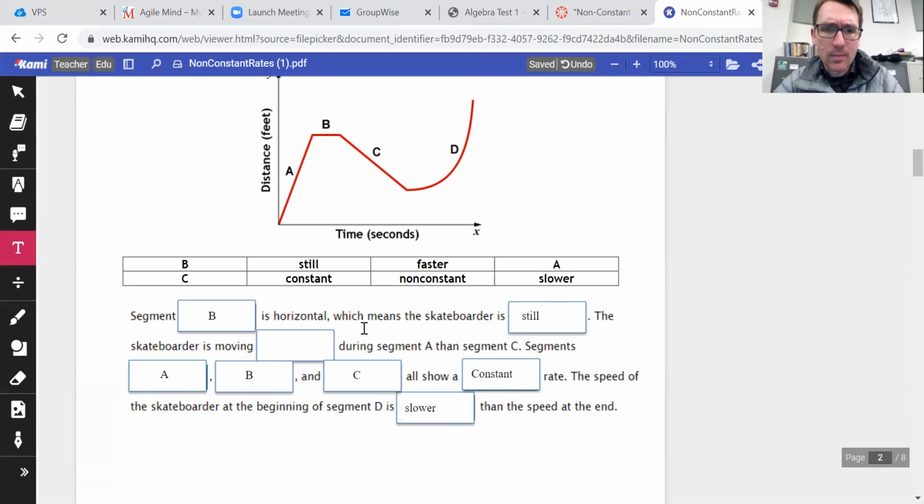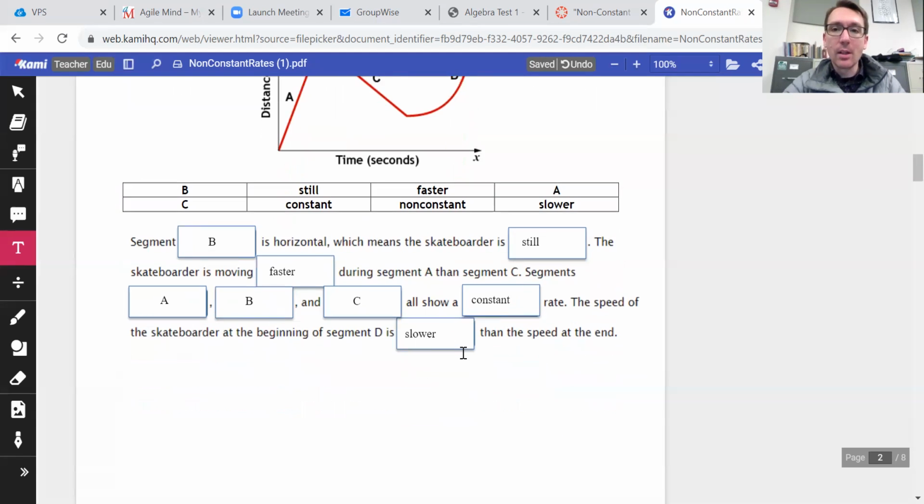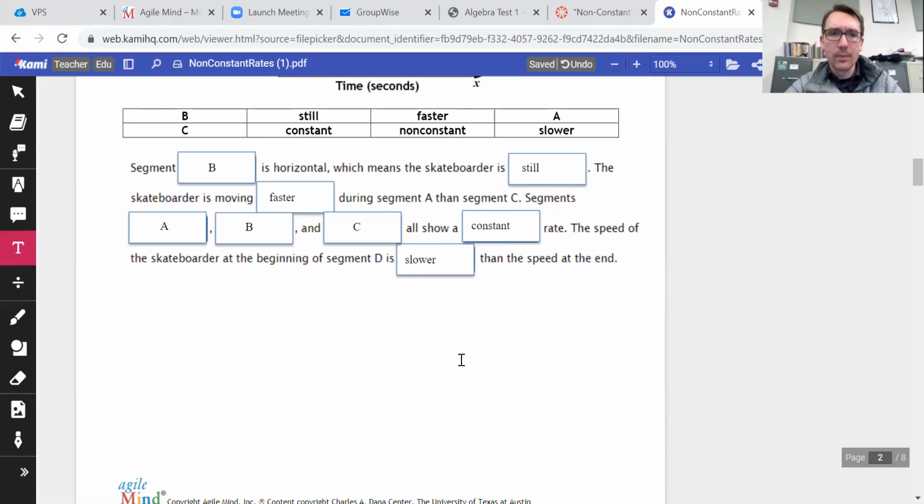Let's see what I'm missing here. The skateboarder is moving faster during segment A than segment C. That makes sense. That's the only one left. And it's true. See, this is steeper, so it's faster. This is shallower. This is not as steep, so it's not as fast. That's what we're keeping track of in this graph when we look at steepness: speed. So slow, faster. There. I might as well make constant be that. And that's it. Looks like we never use constant, non-constant. That's okay. Wait. Yeah, we use B twice.